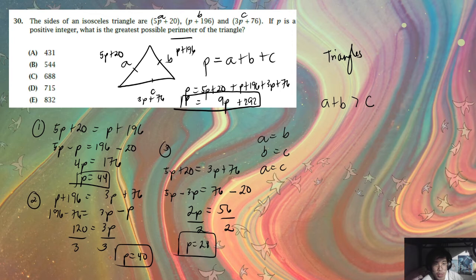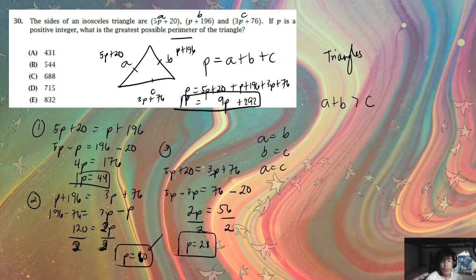After equating them, we do get those values, right? And then for the second one, we have 196 minus 76 is equal to 3p minus p. Oh, wait. This should be 2p. I'm sorry. Just to double check, this should be 2p, because 3p minus p is 2p. So this should give us 120 is equal to 2p. And if we divide both sides by 2, for the second value, p is equal to 60.